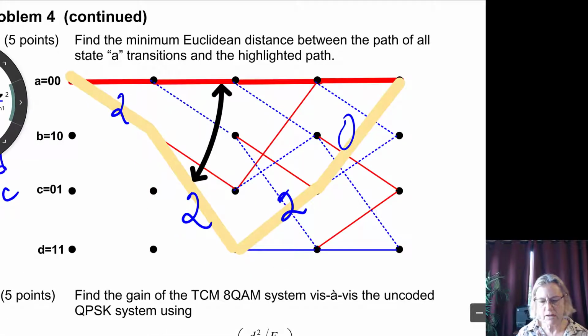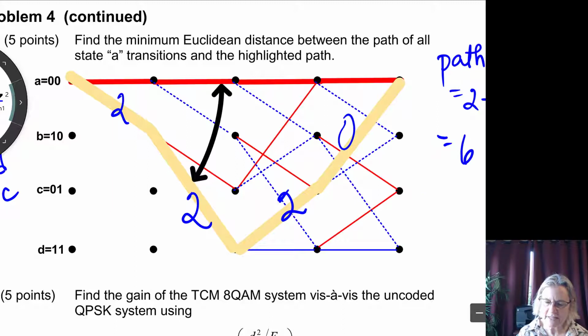So once again, we found the branch metrics, and so we have to find the path metric, which is the sum of each of the branch metrics. And in this case, we have 2 plus 2 plus 2 plus 0, which gives us 6. So the path here is the square root of 6.